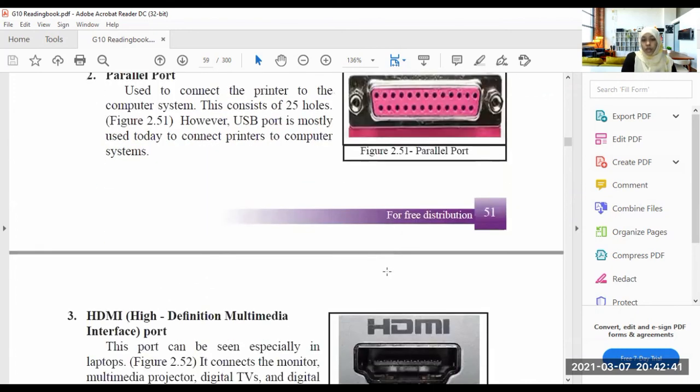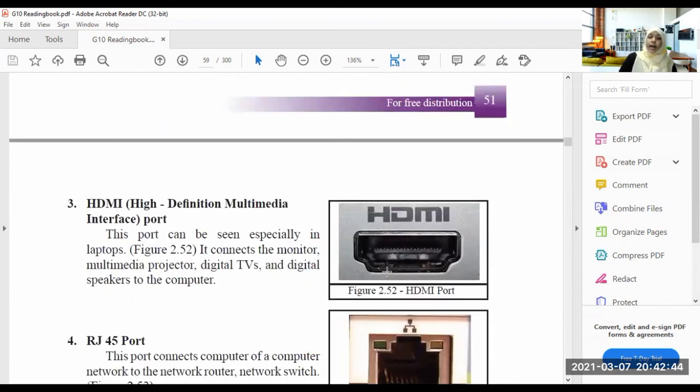Okay. Next one, HDMI, High Definition Multimedia Interface port. This port can be seen especially in laptops, and also in televisions. It connects the monitor, multimedia projector, digital TVs and digital speakers to the computer. HDMI ports.